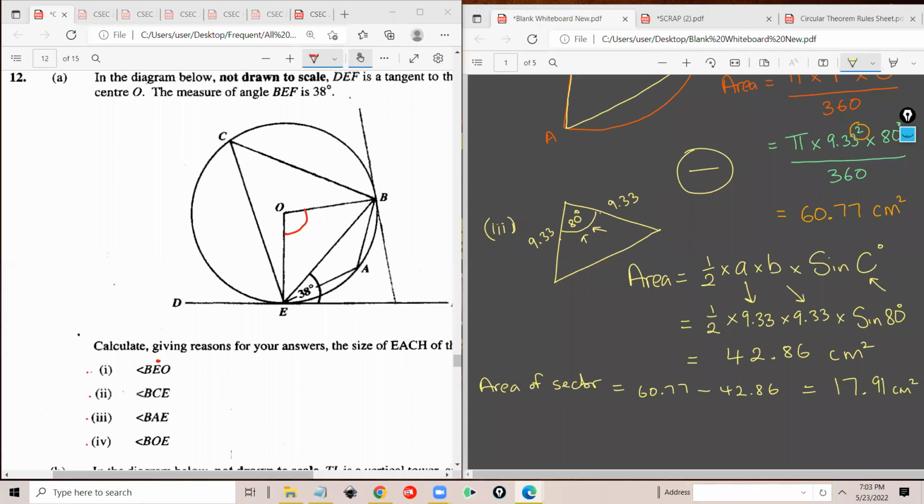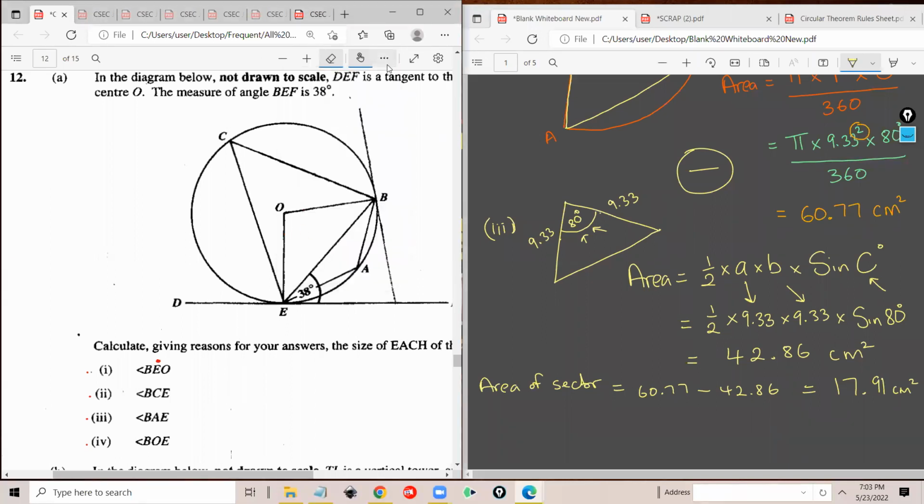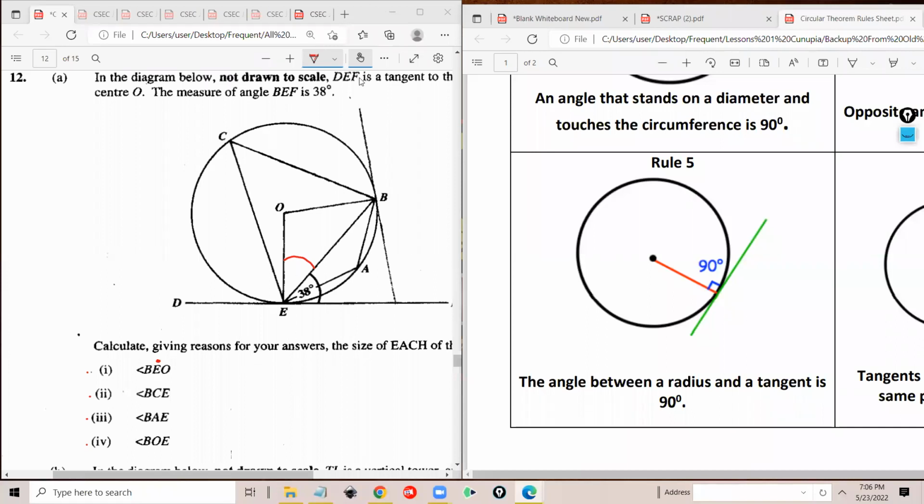Sorry, a mistake here, guys. They said BEO. It's the middle letter, BEO, so it's this one. My mistake. Yeah, sorry guys, everybody corrected. All right, so the answer is supposed to be 52.